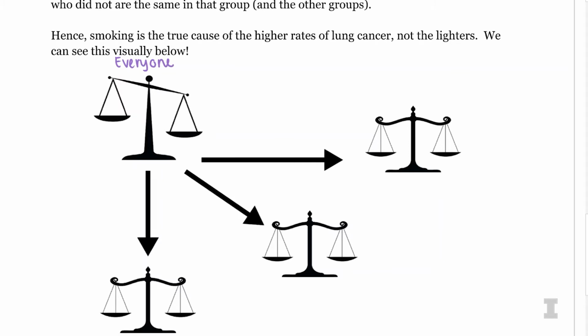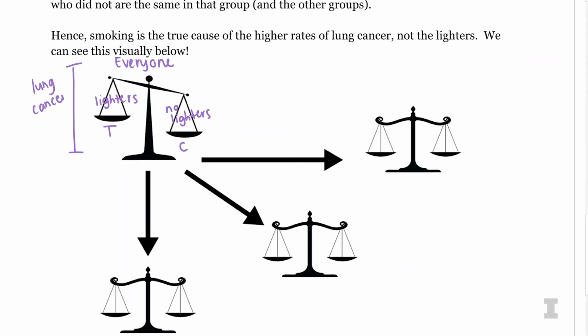And we saw that the treatment group, the group that carried the lighters, actually had a higher rate of lung cancer than the control group who had no lighters. So this balance scale is on a scale of our response. We're looking at lung cancer rate.